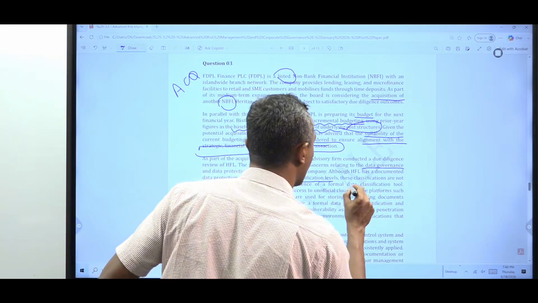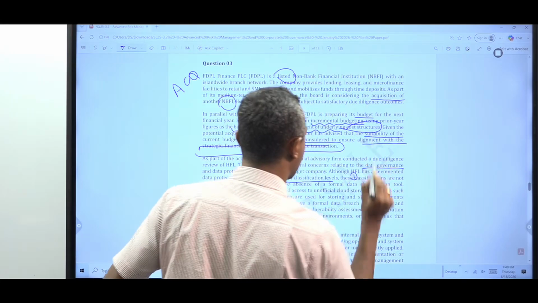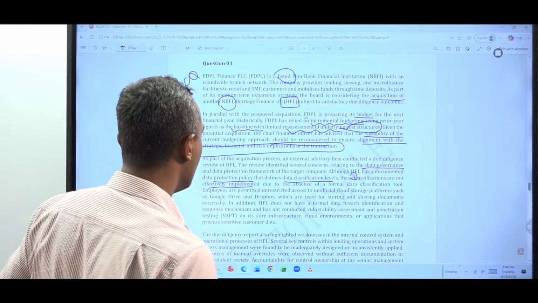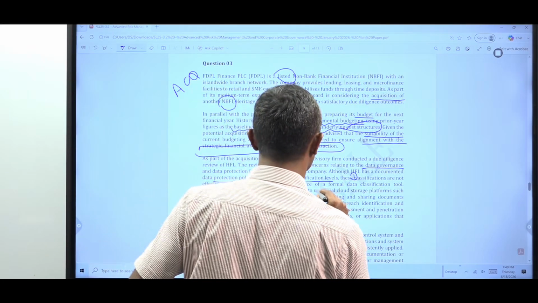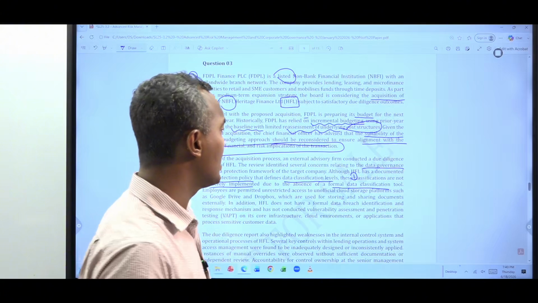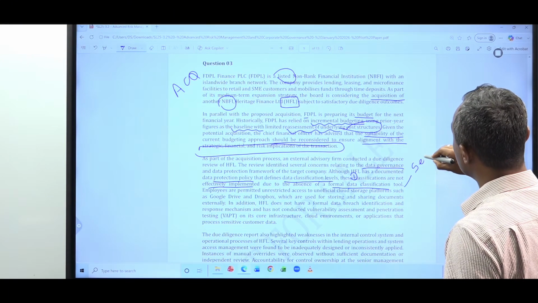There are issues identified. One, I have marked as one: classifications are not implemented. Why? No formal data classification tool. So data is not classified, which is a risk. Sensitive information can be leaked.